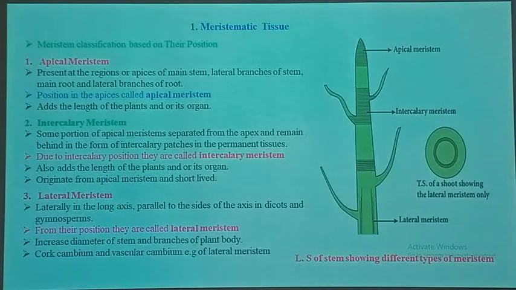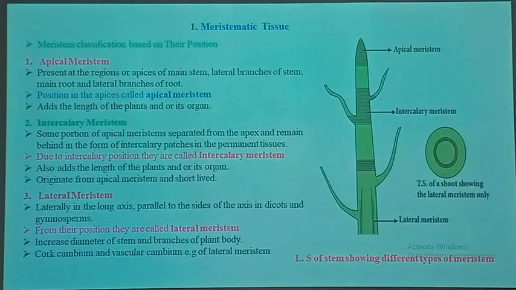Now the meristematic tissue. So what is the meristematic tissue? The group of cells that possess the power of cell division, that is, the cells divide repeatedly and form new cells, is meristematic tissue. The meristematic tissue is classified on the basis of their position. The image shows the longitudinal section of stem showing different types of meristem, that is apical meristem, which is also called the zone of cell division, intercalary meristem, which is also called the zone of elongation, and the lateral meristem, which is also known as the zone of maturation.